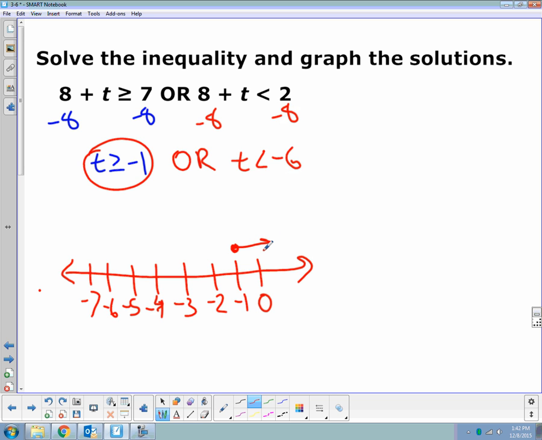What numbers are less than -6? T is less than -6. Well, -7 is less than -6. And so we go that way. And since -1 is inclusive, we have a closed-in dot. -6 is exclusive, so we have an open dot. So the OR problems, you just solve them both separately and graph them both separately. If it does say OR, they will go in opposite directions.